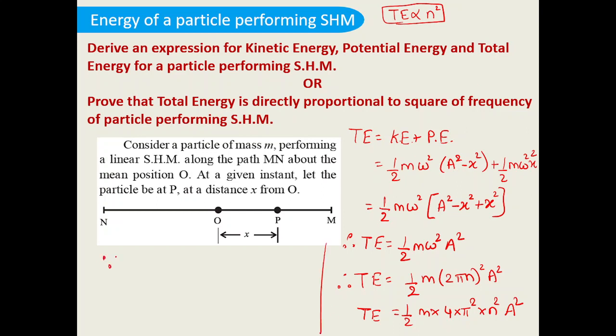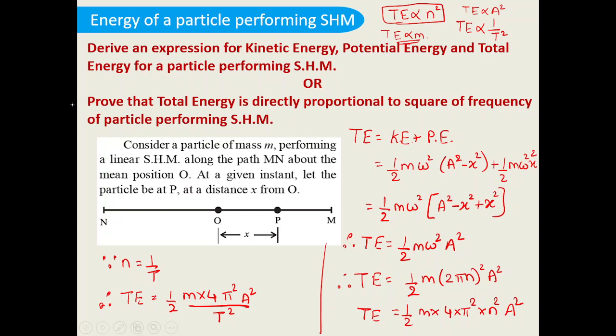Also, the frequency is the reciprocal of time period T. So what is the value of total energy? Total energy is equal to half m into 4 pi square, divided by T square, into a square. So you can say total energy is inversely proportional to T square. Also, total energy is directly proportional to a square. Also, total energy depends on the mass of the particle.